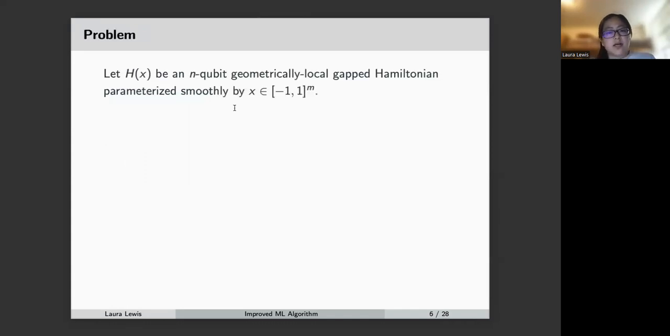So in this, we consider a Hamiltonian, h of x, which is on n qubits, and we assume that it's geometrically local and gapped. And so this h of x here just means that the Hamiltonian is parameterized smoothly by some vector x, and that vector has to have entries between -1 and 1.